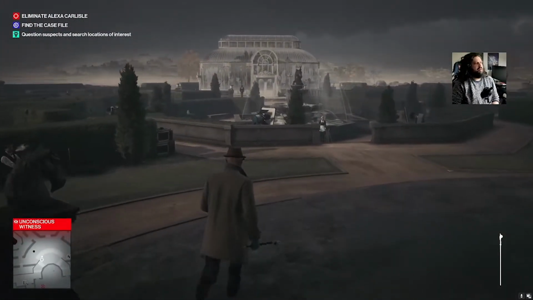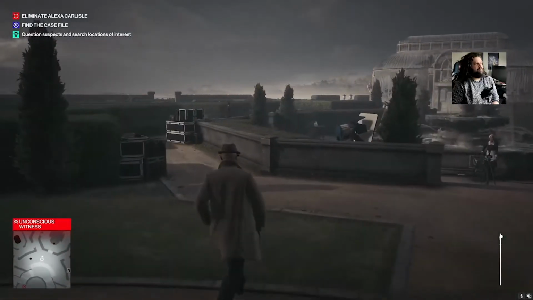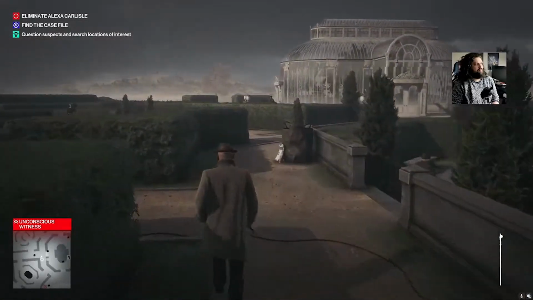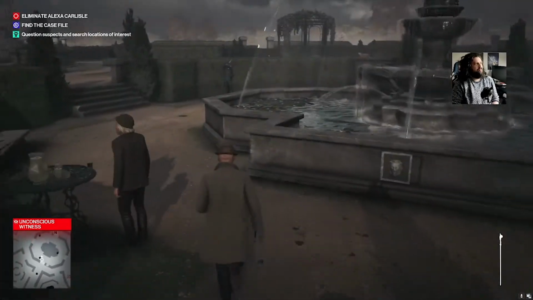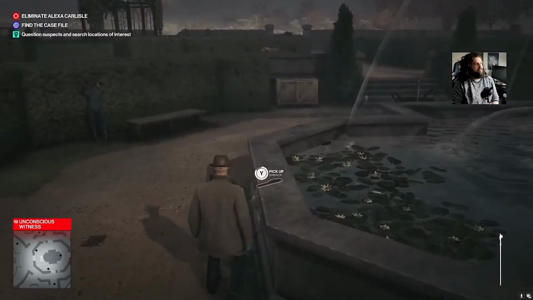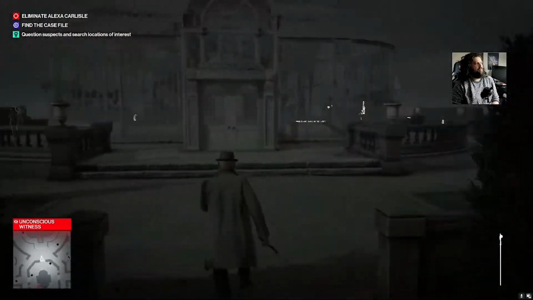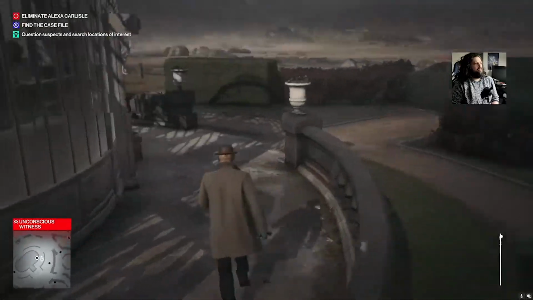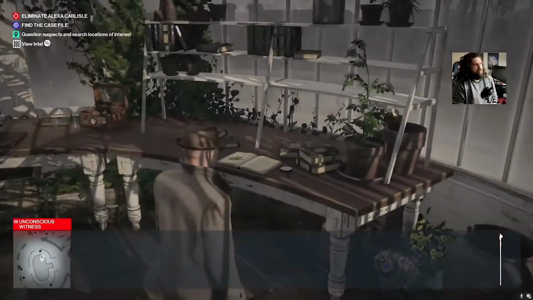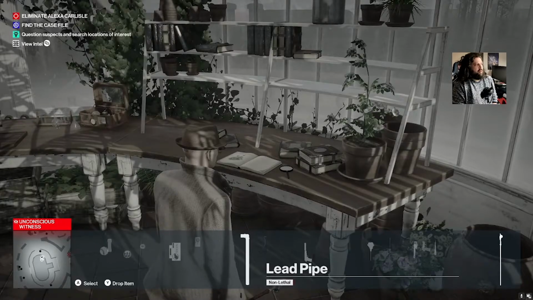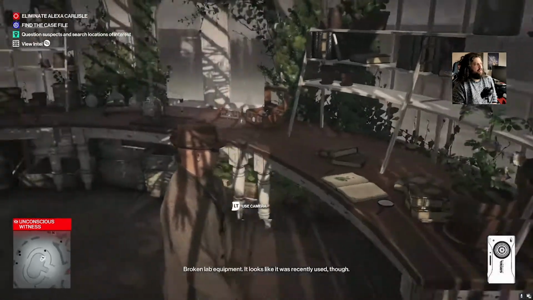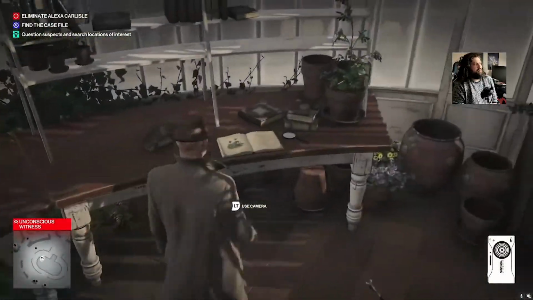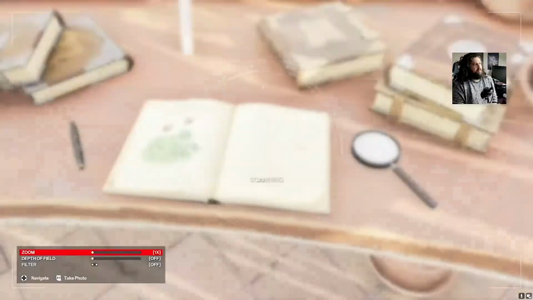All right, so let's keep digging. Broken lab equipment. It looks like it was recently used, though. And then there's this book that we could scan. And what does this book tell us?